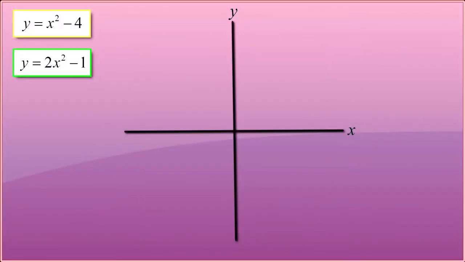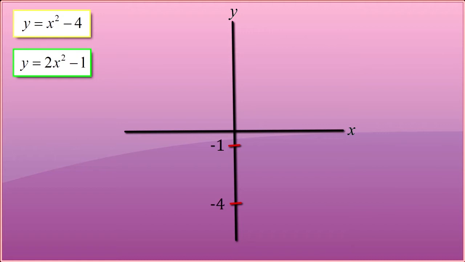Pause here if you'd like to try the question yourself. The constant terms tell us the y-intercepts. The first parabola intersects the y-axis at y equals negative 4, and the second parabola intersects the y-axis at y equals negative 1. The coefficients in front of the x squared terms give us an idea of the relative steepness of the parabolas. These values can be interpreted similarly to slopes.